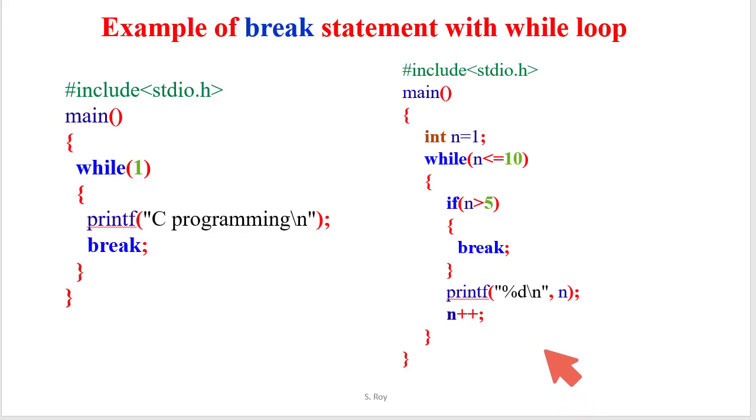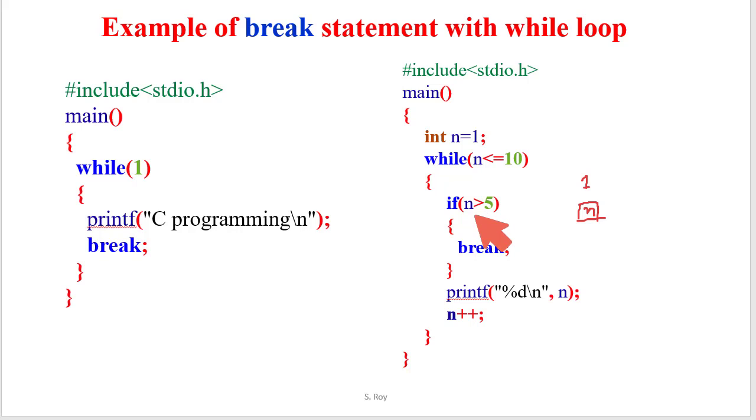Now this is another example, break statement using a while loop. What is there? First we have initialized the value of n as 1. While the condition is n less than or equal to 10, so as long as the value of n is 1 to 10, the execution will enter into the while block.